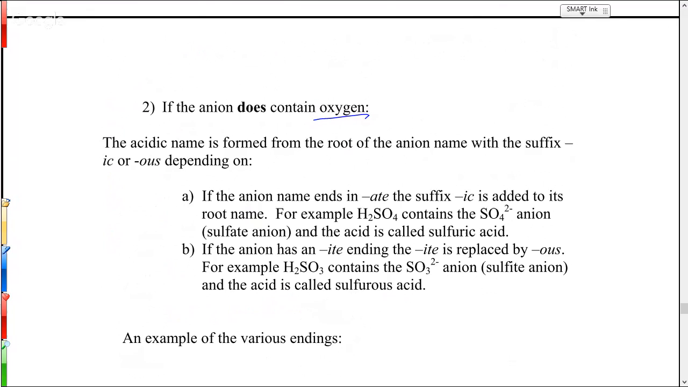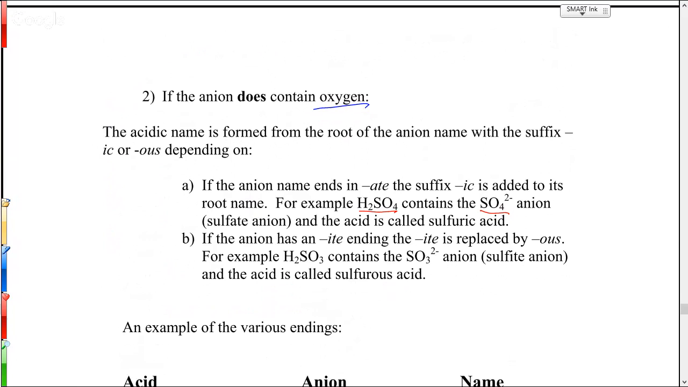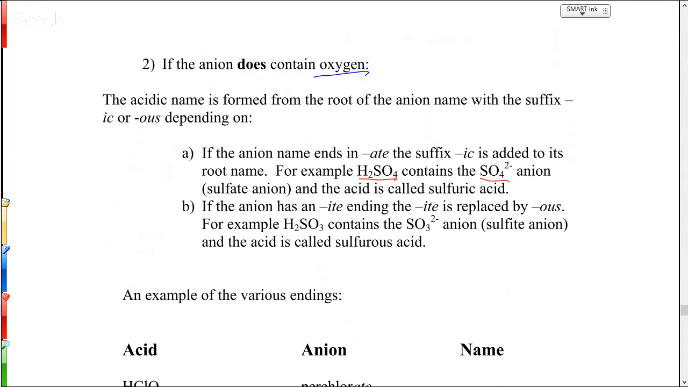So H2SO4 contains SO4 2- anion. That anion is called sulfate. So to name that acid, we're going to drop the ate and put on "ic" and call it sulfuric acid. If there's an ite, like HSO3, which is sulfite, then it gets an OUS ending, and it's called sulfurous acid instead.